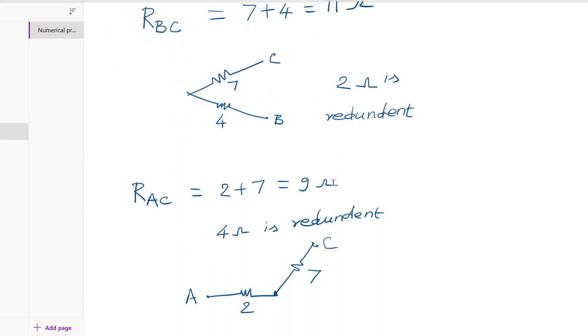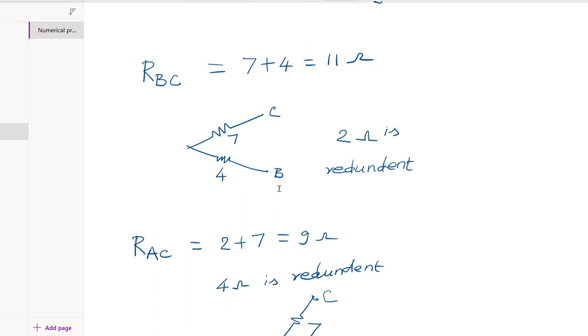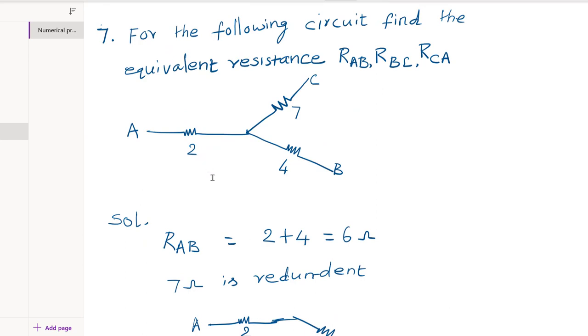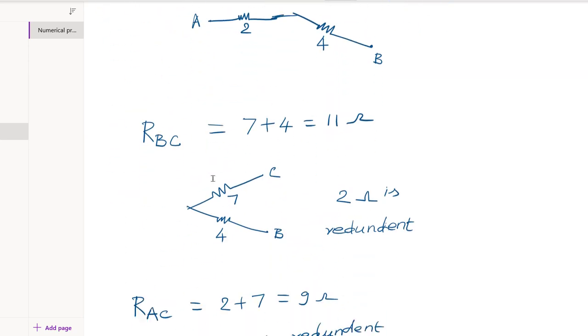Similarly RBC means you have the B here, you have the C here. Between these, 7 ohms is there, 4 ohms is there. So here this 2 ohms will become a redundant resistance, means useless resistance or not useful resistance. It is a hanging resistance which will not be taken into account. So we can say RBC is nothing but 7 plus 4. So we get 11 ohms.